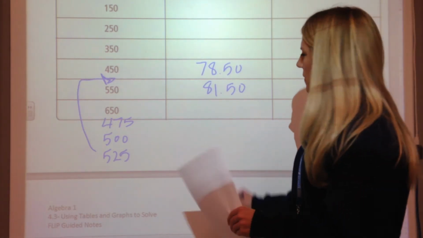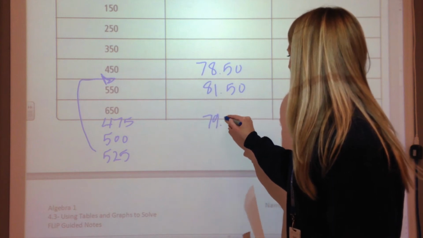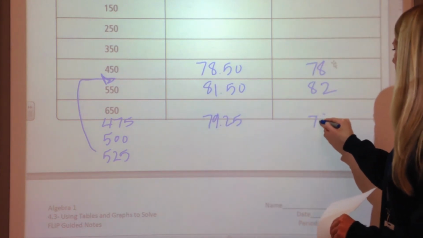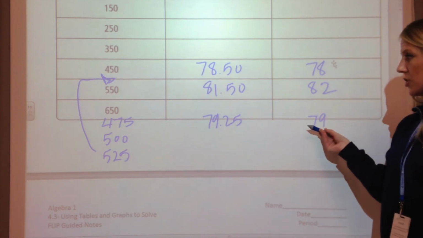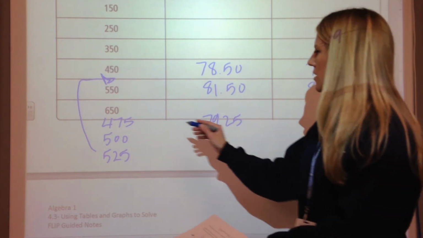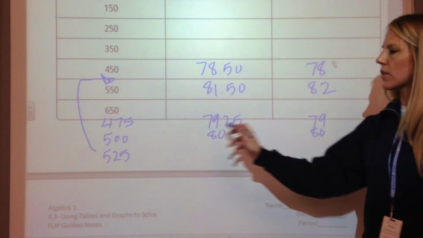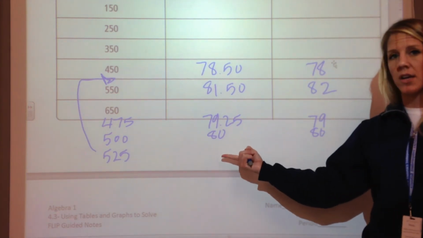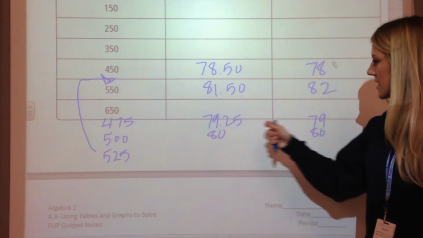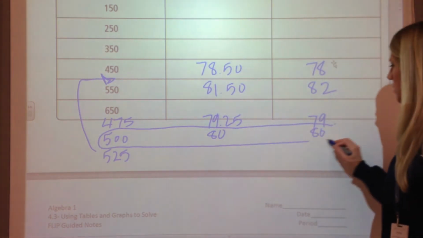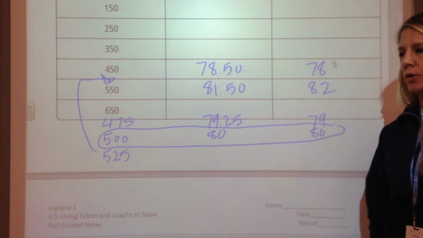So if I use 475 minutes, Flash is 79.25, and Horizon is 79. So Horizon at this point is still cheaper, still a better option. Then I use 500 minutes, and I'm going to be spending $80 for either company. That is my break-even point. So when I'm spending the exact same amount, that is my break-even point. So here's where that change is going to occur.